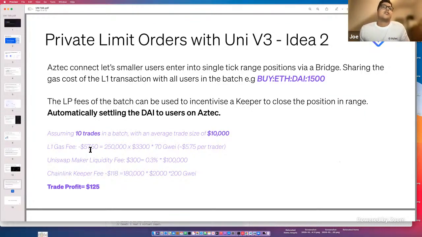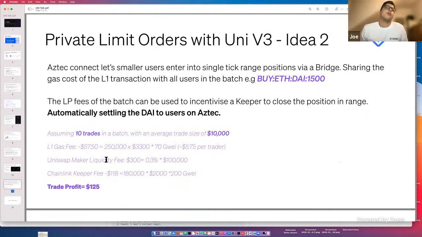So the idea here is that you can create Aztec Connect bridge contracts that, for a given asset pair, let's say ETH DAI, set up these single tick LP positions for popular ranges, and they do that on behalf of all the users who entered into that particular bridge ID. So the effect here is that lots of users can club together, and in terms of the rollup, they look like a whale. It's a very large trade. It's a very large LP position.